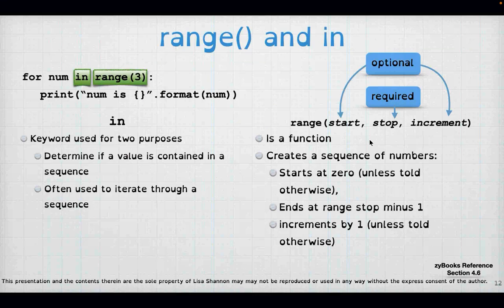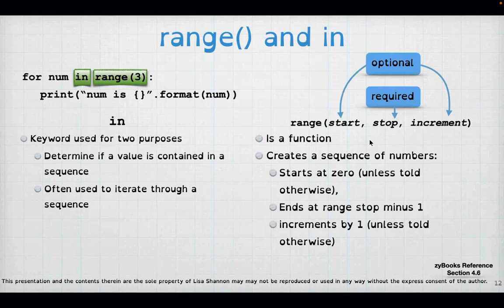In is used for two purposes. It determines if a value is contained in a sequence, and it's often used to iterate over a sequence. Now those sound like they're the same, but they're not. When we look at lists, you're going to use for loops with the keyword in and the list. And then you might also use a for loop with the keyword in and the key value pairs of a dictionary.